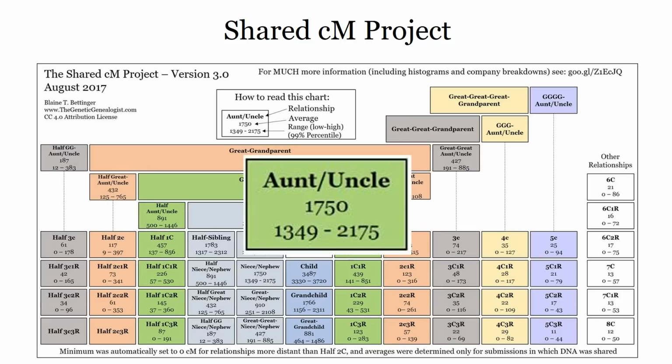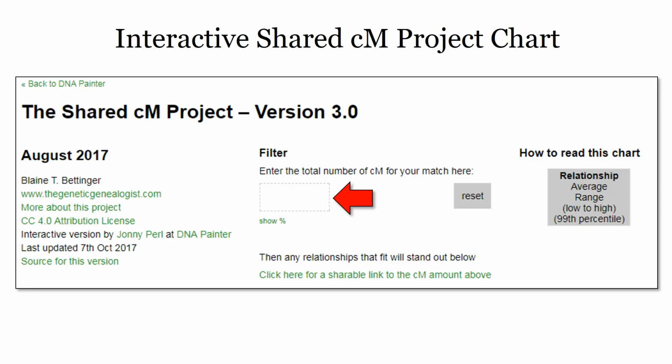So here, for example, is aunt and uncle. The average among the thousands of submissions for aunt and uncle that I've received has been 1,750, with a range from a low of 1,349 to a high of 2,175. Okay. So now what you can do is use the interactive tool to discover which relationships a shared amount of DNA fits into. Let's say you share 400 centimorgans with someone, for example. Well, what you would normally do is go back to this chart and say into which of these boxes does 400 centimorgans potentially fall. What's nice about this tool is it does all of that work for you. Okay. So what you'll do is you'll come in here and you'll enter in whatever amount of DNA you found.